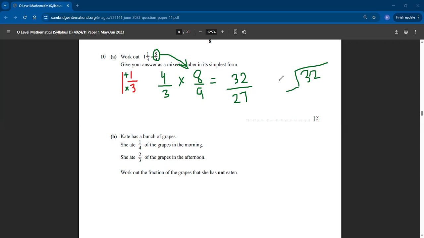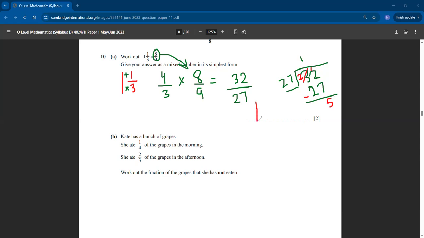Okay, 32 divided by 27. How many times would 27 go into 32? That would be once. What remainder would we be left with? Let me use another color very quickly. 2 take away 7, that's not possible. So we're going to borrow from here, leaving 2 here. 12 minus 7 is 5. 2 minus 2 is 0. So 5 would be the remainder.